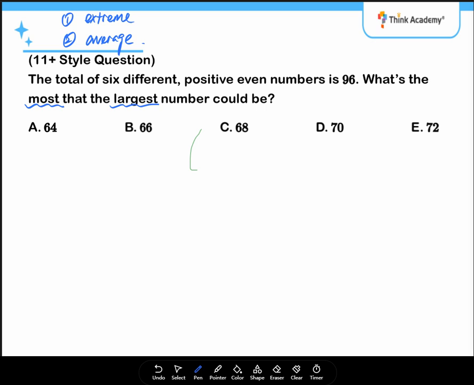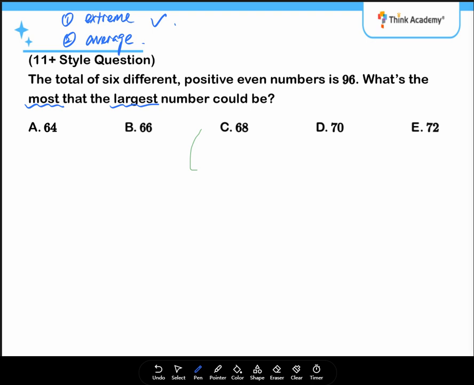Is it extreme or average? Average is something like this. Extreme is something like this. Type 1 or 2 in the chat box. I'll give you 5 seconds to think about it. Let me take a look. Oh, nice, 1, 1, 1, mostly 1. Very good, it's extreme. The most and the largest means the figure goes up as high as possible. So it's extreme.